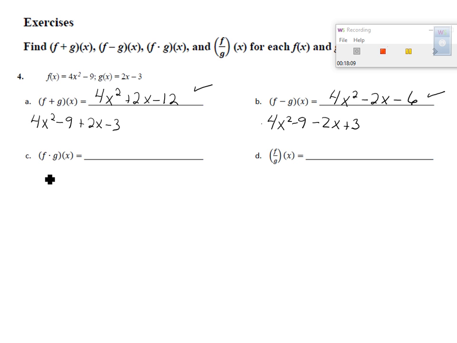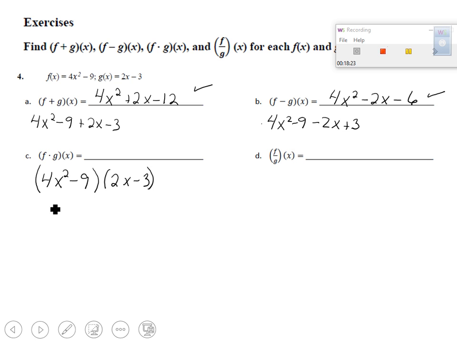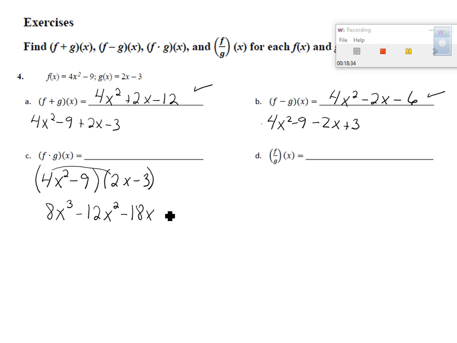F of x times g of x. I've got 4x squared minus 9 times 2x minus 3. And we're going to FOIL this out. So I've got 8x to the third, because remember when you multiply you add your exponents, minus 12x squared minus 18x plus 27. There's no like term, so that is my answer. I'm going to come up here and write it on the blank.